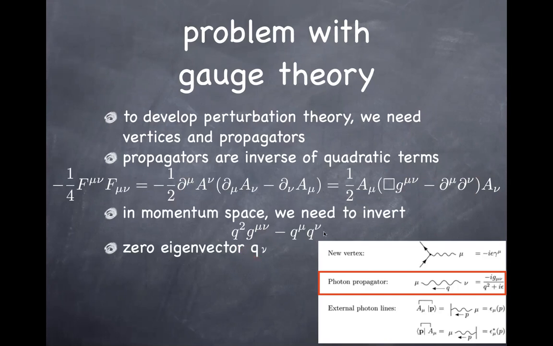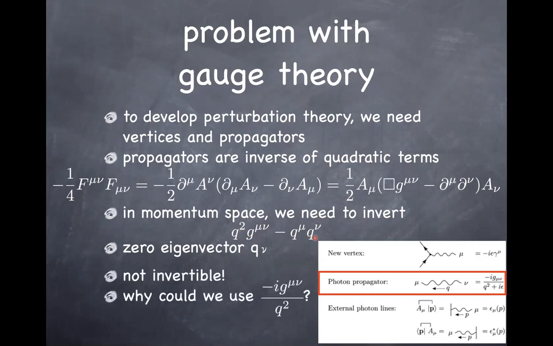That's a 4x4 matrix. But it turns out you cannot, because there is a null vector. If I multiply this matrix on the q nu vector, then the first term becomes q squared times q mu, because there's a sum over nu in this. And the second term becomes q mu times q squared. So q squared q mu minus q mu q squared vanishes. So there is actually a vector with a 0 eigenvalue, and therefore this is not invertible. Therefore, you cannot actually work out the propagator.